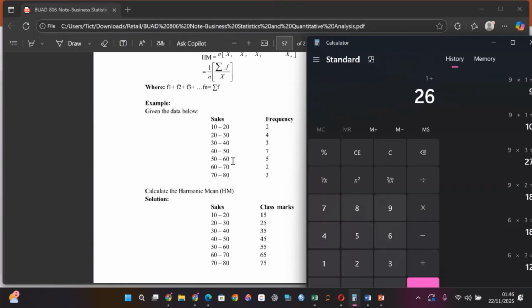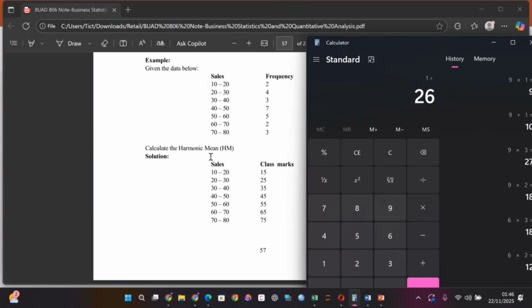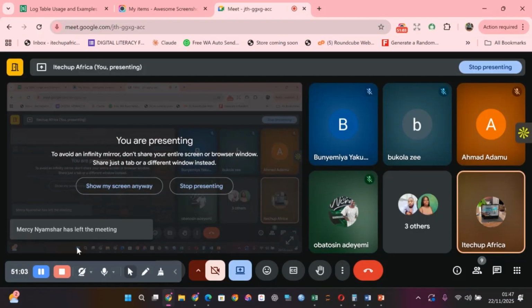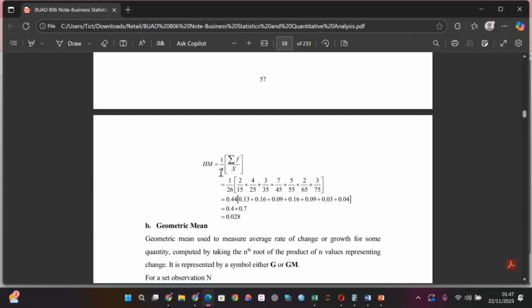So how did you get the n, the 26? I want somebody to tell me how they get the 26. Are we still together? Maybe I'm the only one in this meeting. Some persons are still here now. So sorry, how do you get the 26? Let me know that you guys understand this thing. How do you get our n as 26?